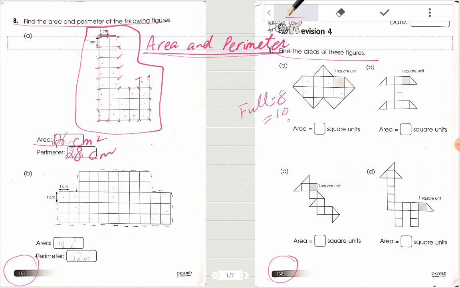So 10 half squares make 5 full squares. So you will add 5 plus 8 plus 5, that is 13 square units.